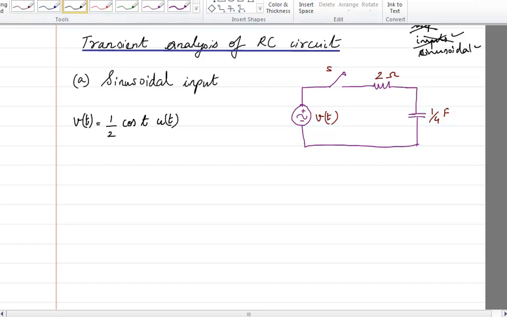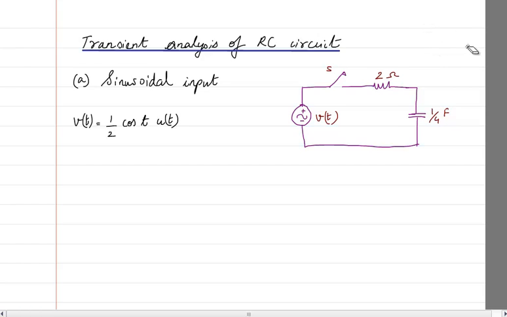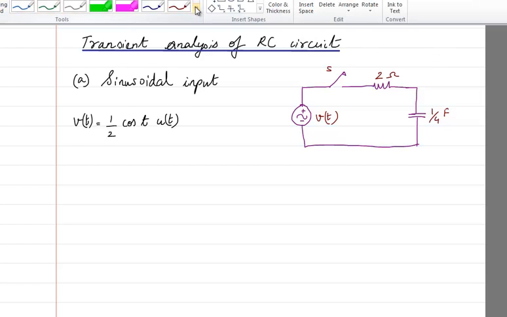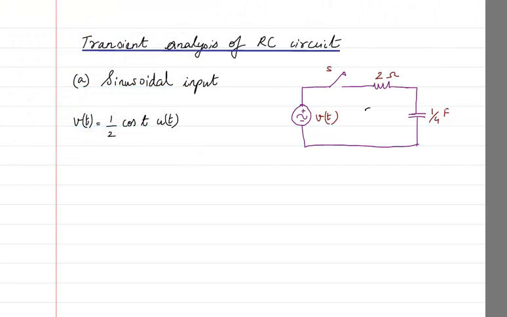Now, the questions that may be asked in university examinations may not ask just about the current, which here is I of t. It may also sometimes ask: find the voltage across the capacitor. So Vc of t.